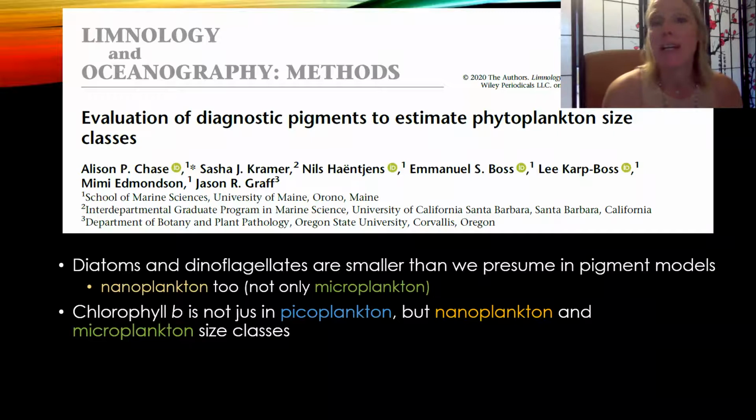There's a really nice new paper that says that even in our own world ocean, we often use pigments to talk about sizes, thinking that diatoms and dinoflagellates are mostly microplankton, the larger size. But in this new work, looking at all those different phytoplankton images, you can see that there's a lot of nanoplankton diatoms and dinoflagellates, and they should be considered in that size class as well. Also, we often say that chlorophyll B is just the smallest picoplankton, but we find chlorophyll B also in organisms that are nano and micro. So we have to rethink how we look at sizes if we just have pigment information in our own ocean.